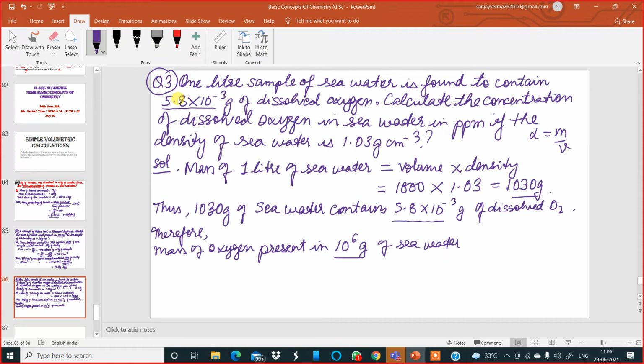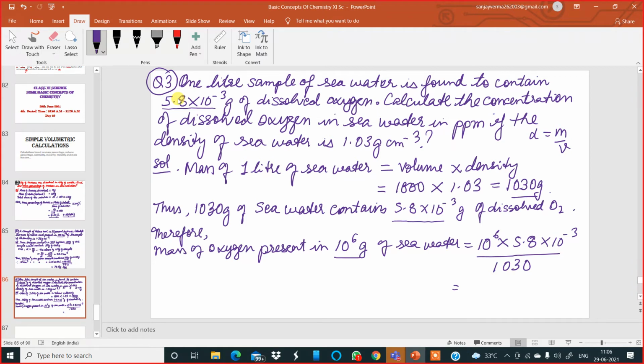Therefore, the mass of oxygen present in 10 to the power of 6 gram of seawater will be equal to how much? 10 to the power of 6, unitary method, multiplied by 5.8 into 10 to the power of minus 3 divided by 1030. So, I will get the answer in grams. That is also called parts per million.